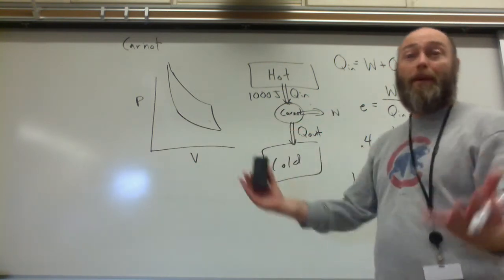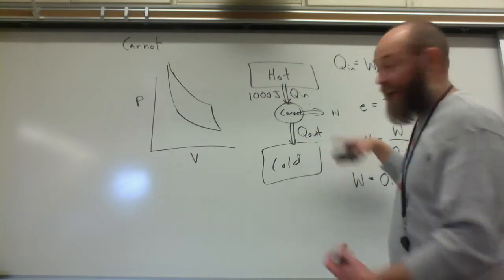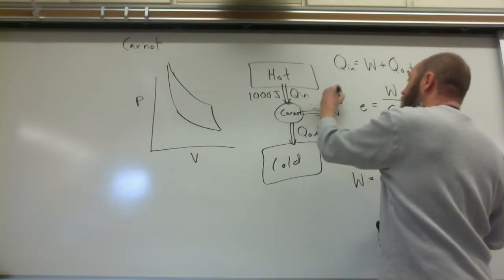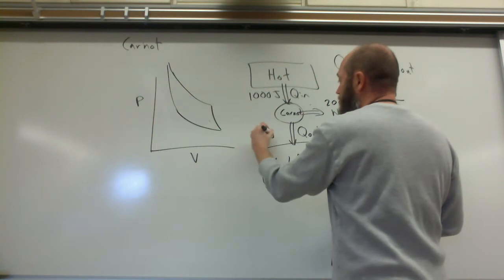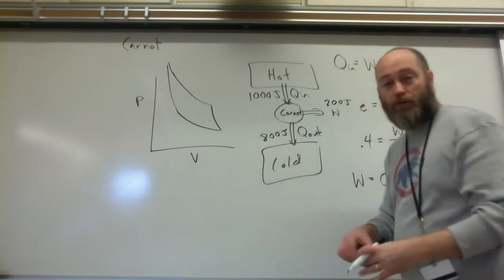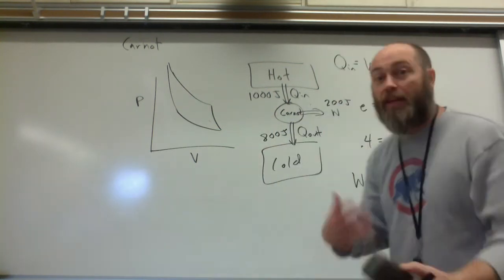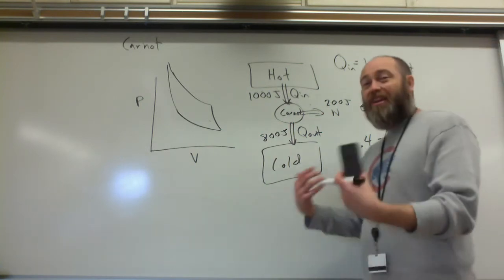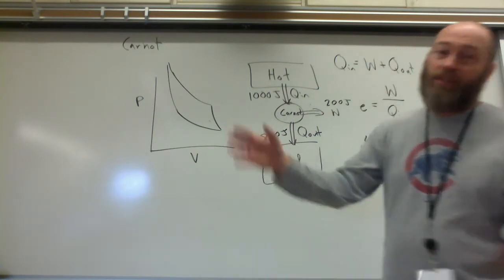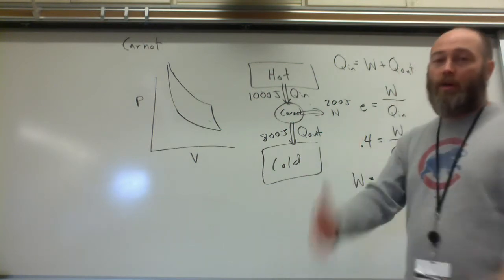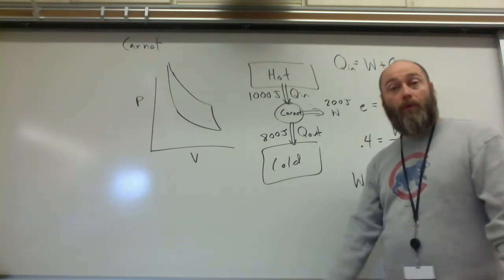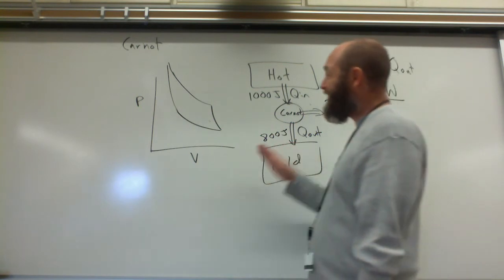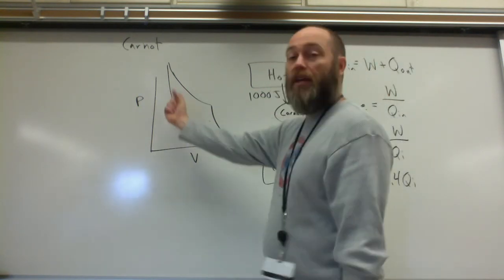So what could be possible? Well, I could have 200 joules, which means my wasted heat would be 800 joules. But you just have to think it through and understand. And I think if you do that, you can answer the questions related to Carnot and efficiency and reversible. Remember, a reversible process is one that's just as likely to happen this way as this way.